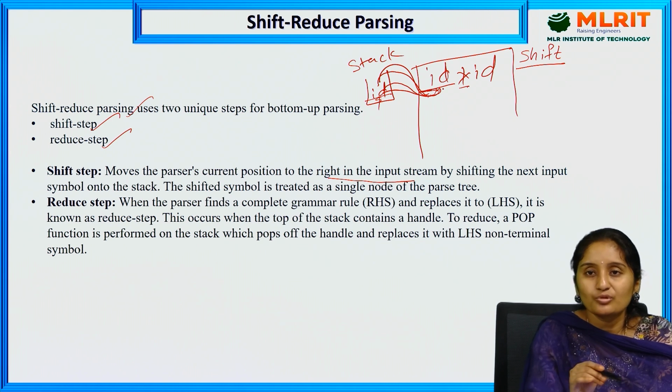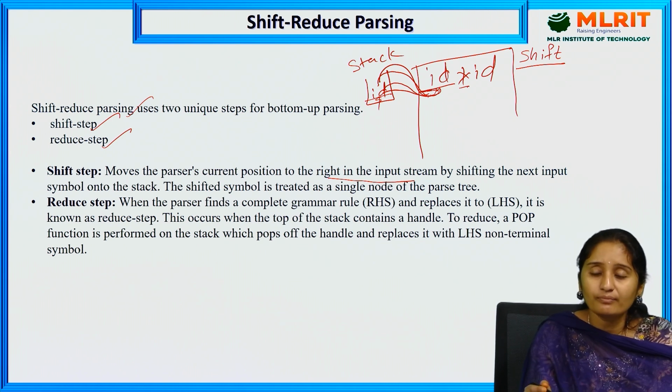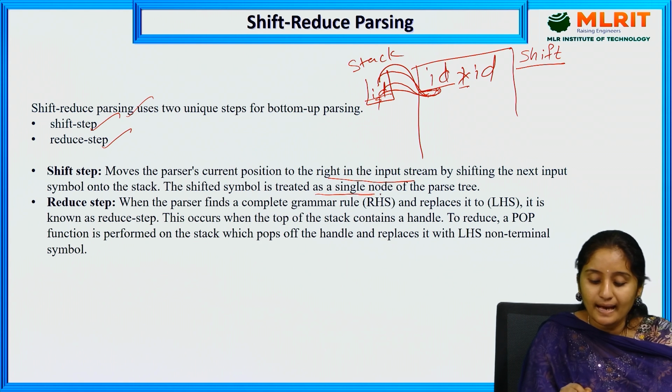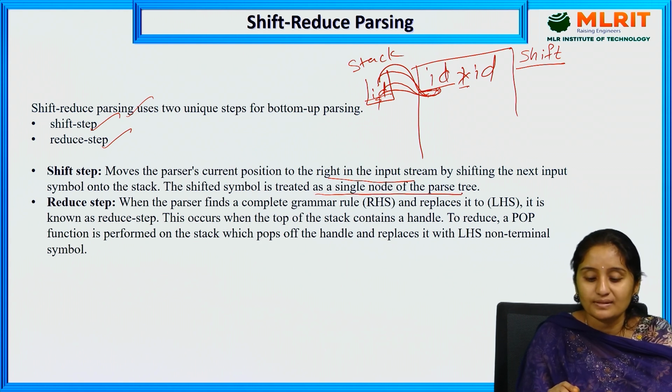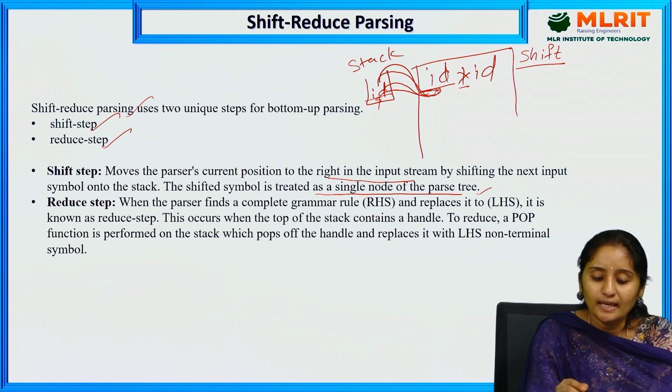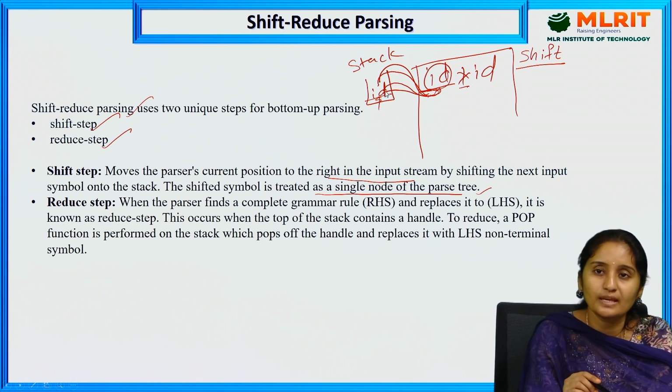Again it moves onto the stack. If it is not reduced, the shifted symbol is treated as a single node of the parse tree. Now ID is shifted onto the stack. This ID is treated as a single node for the parse tree. When I am going to construct a parse tree, each string, each symbol, we are going to treat as a single node.